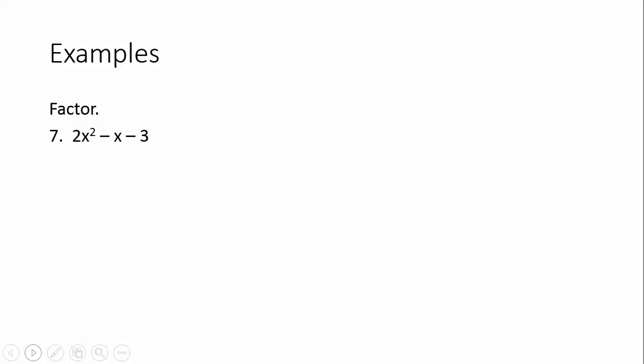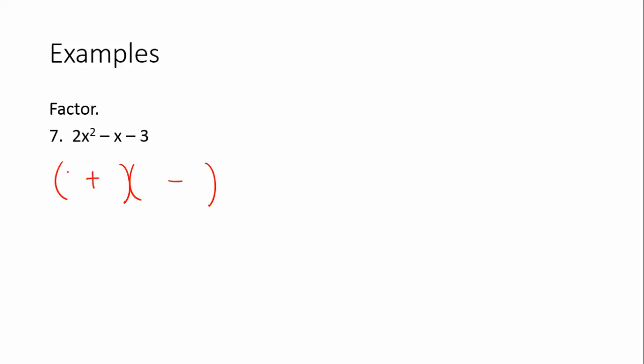On number 7, we don't have a number we can factor out, so no GCF. We don't have a perfect square trinomial, so we just need to try to break down what we have. This one's kind of nice because both numbers are prime, the 2 and the 3. Let's talk about our signs. Remember, the back number is negative, so we have one of each automatically.